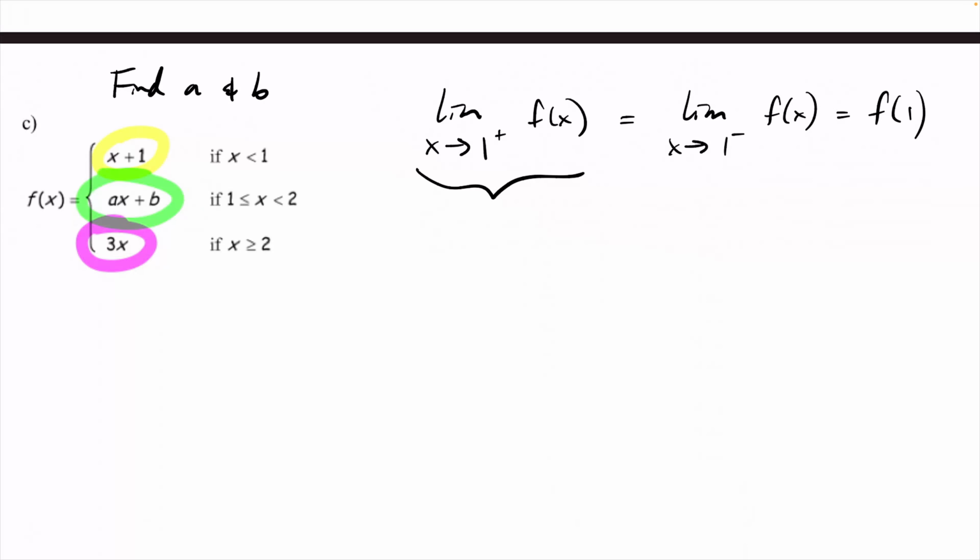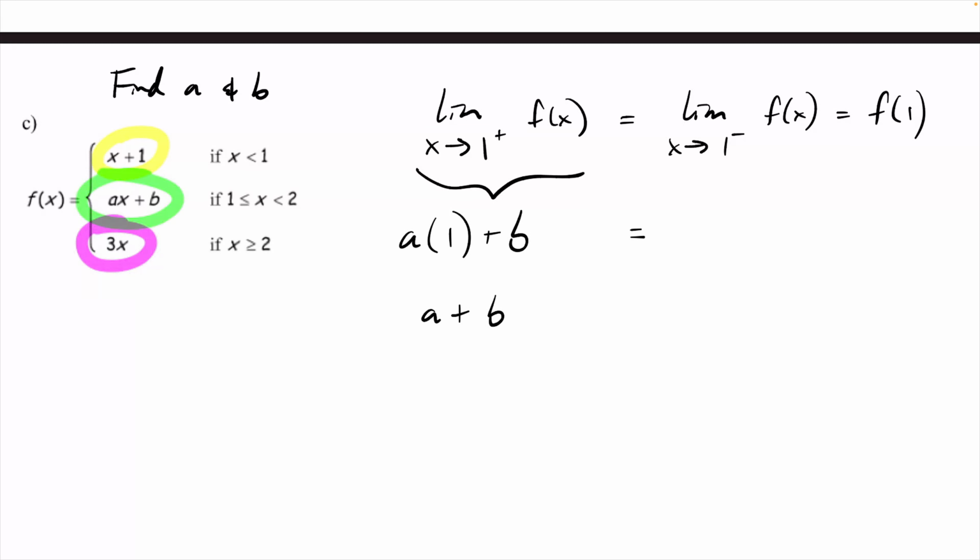Okay? So let's plug in 1 into the green guy. We plug in 1 and we just get a plus b, right? Oh, yeah, because you didn't say which number you started off. Okay, now I see.